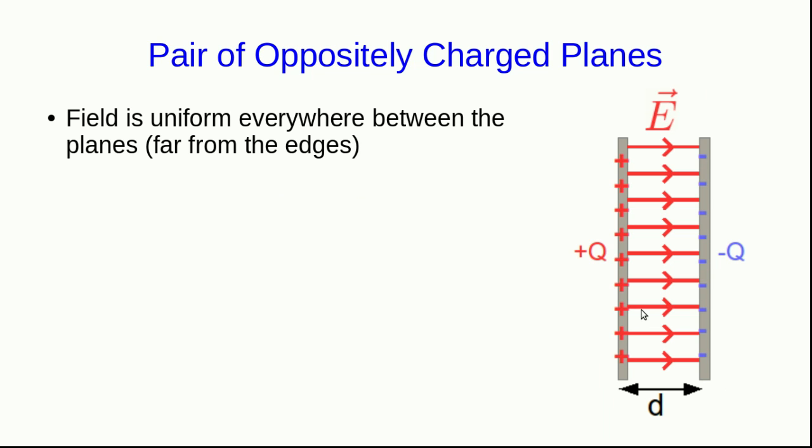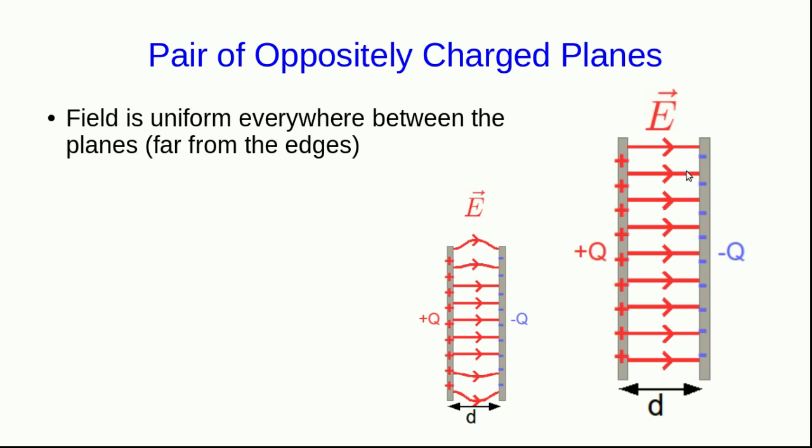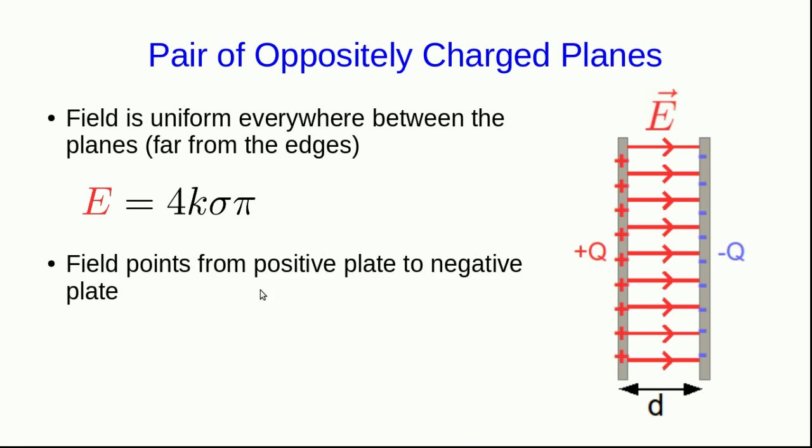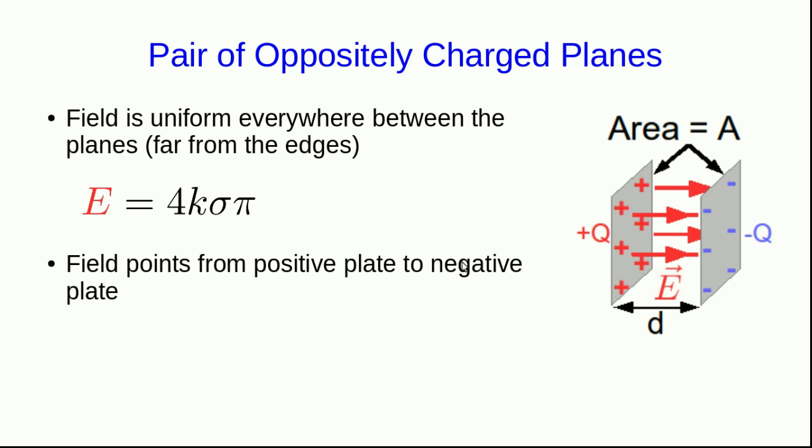So as long as you look far from the edges, or we would say deep between the planes, the field is uniform everywhere. If you look near the edges, unlike in this picture, in fact what happens is that the E field lines bend outward and the field is a little weaker out near the edges of the plates. And the E field has a uniform magnitude like so, everywhere deep between the plates. And the field points from the positive plate to the negative plate.